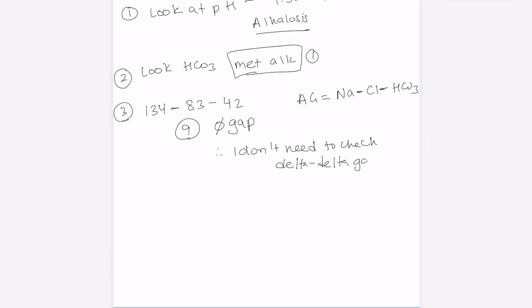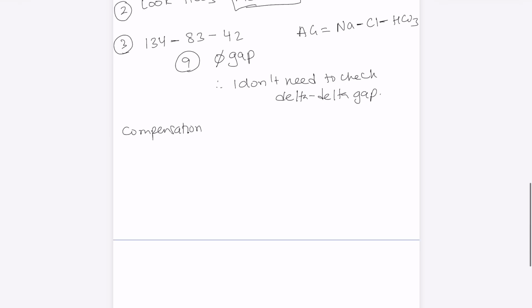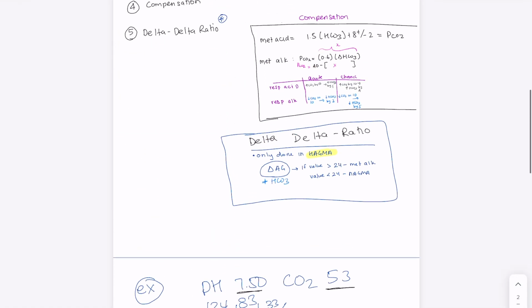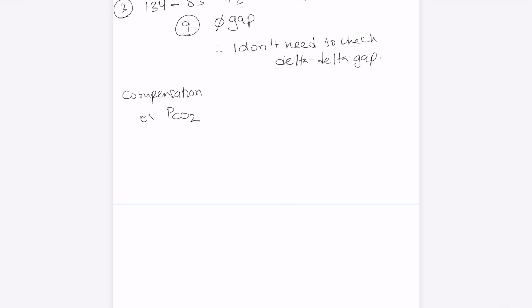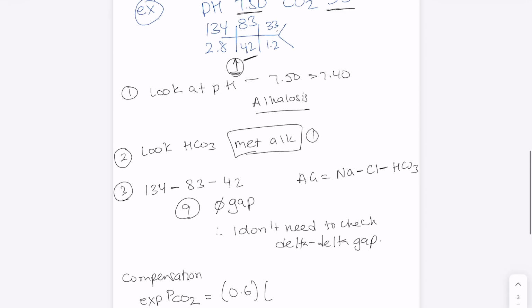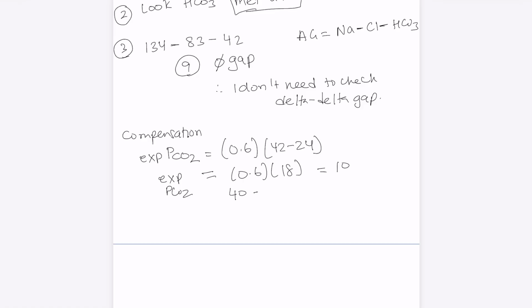Now let's look for the compensation. I'm going to use my formula up here, which is the PCO2 expected is equal to 0.6 times my change in bicarb from 24. So that's 42 minus 24, and I'm getting 0.6 times 18, and that's going to be 10. So I'm going to do 40 minus 10. So 30 is my expected CO2.